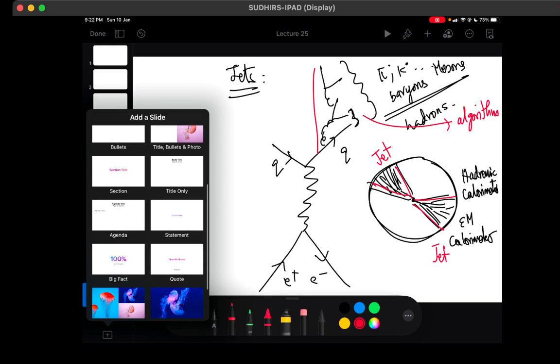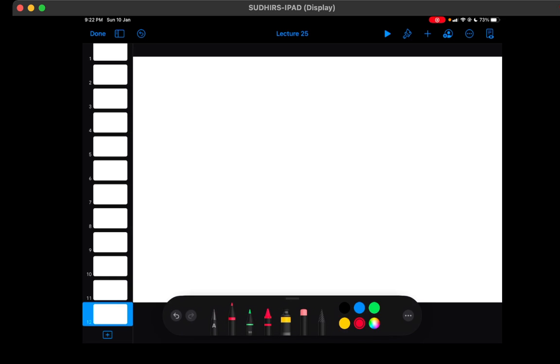But if there is a gluon, you would have another kind of event. You could have an event in which E plus E minus goes into Q Q bar, and then one of the Qs could radiate a gluon, which itself could form a jet.